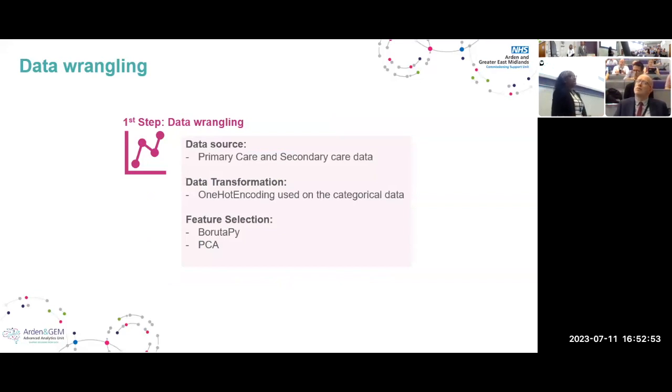So for machine learning, we needed to transform our categorical data into numerical data, and we used one-hot encoding for this. So for example, gender: you've got male, female, indeterminate, and null if we don't have the gender. Putting it through one-hot encoding gives a number to each one of those elements, turning it into numerical data. And then we looked at feature selection.